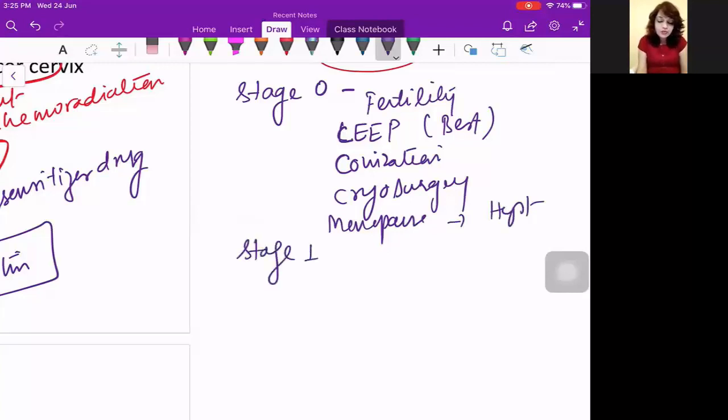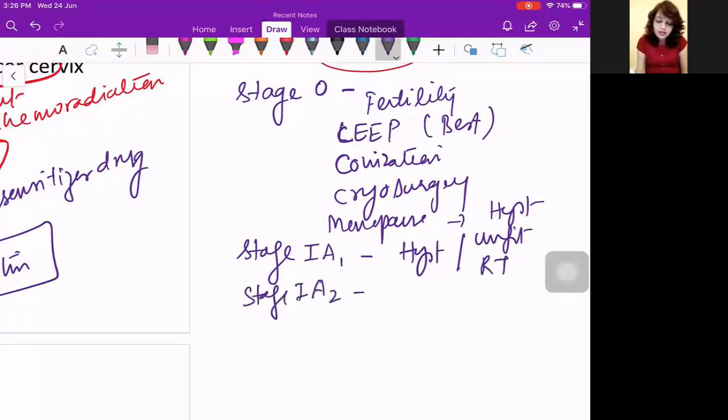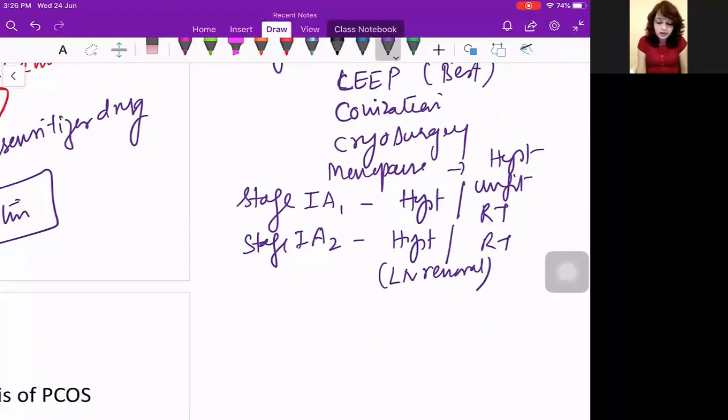For stage 1A1, it is hysterectomy. If the patient is unfit for surgery, then radiotherapy. For stage 1A2, it is again hysterectomy, that is surgery. If the patient is unfit, then radiotherapy. Here you have to do lymph node removal, so a radical hysterectomy is recommended.